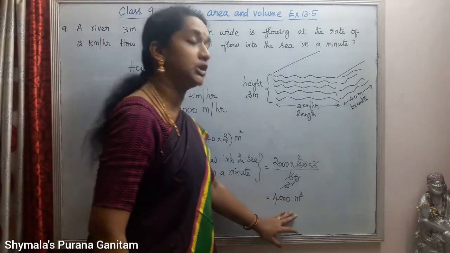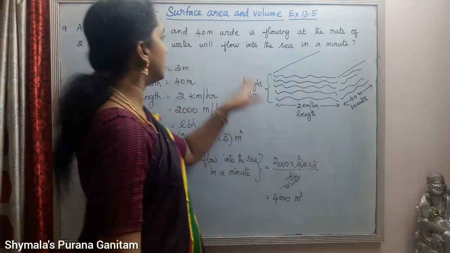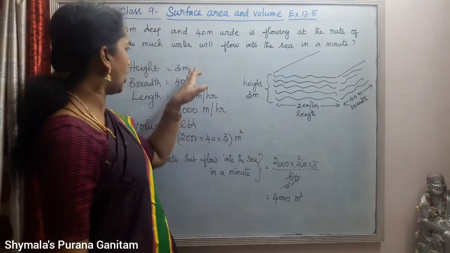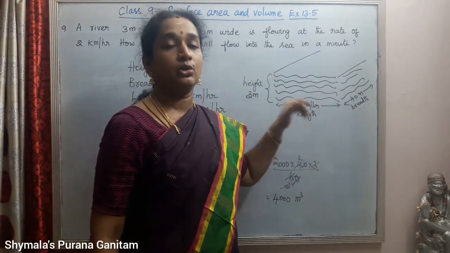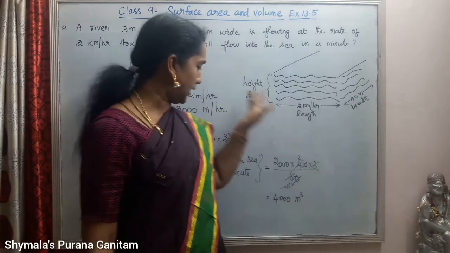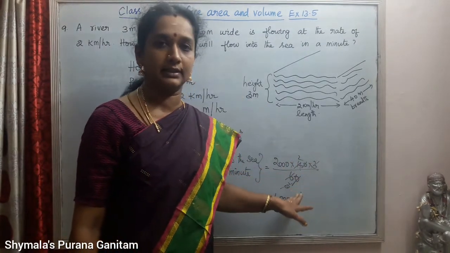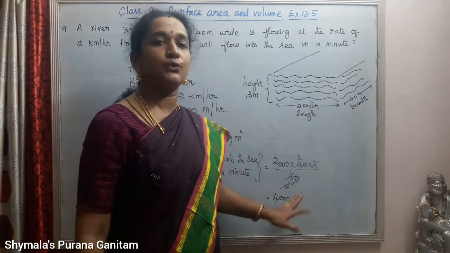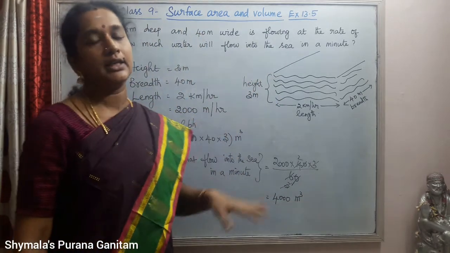So this much amount of water, that is 4000 meter cube of water, will flow into the sea in a minute. So whatever is given, we are converting it to the length, breadth and height of a cuboid, and then for a minute we are dividing that volume by 60. We are getting 4000 meter cube of water flowing into the sea in a minute.